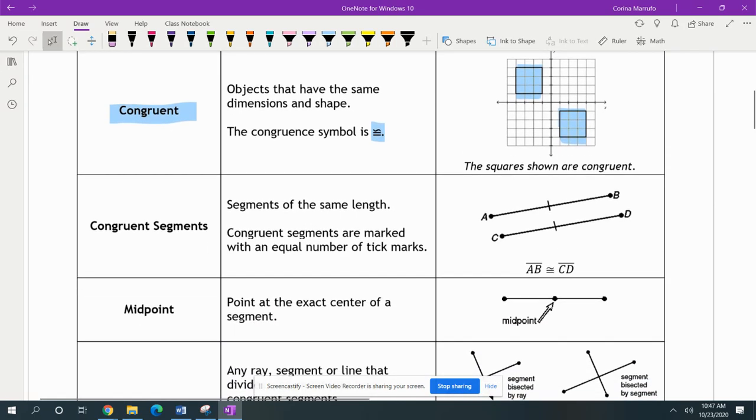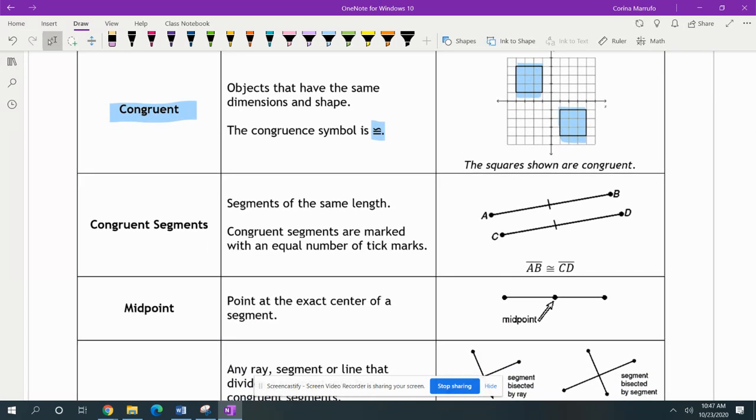Okay. Congruent segments. So when we say segments are congruent, segments of the same length, congruent segments are marked with an equal number of tick marks. Okay, so what that means is they put this little line here and this little line here just to tell you those two lines are the exact same size. Okay, and when you write the congruency statement, it's segment AB is congruent to segment CD.